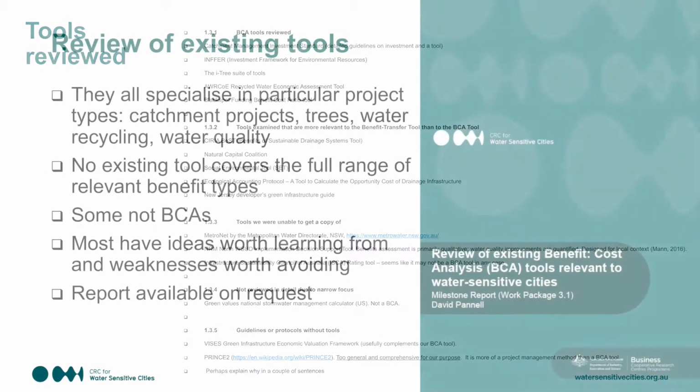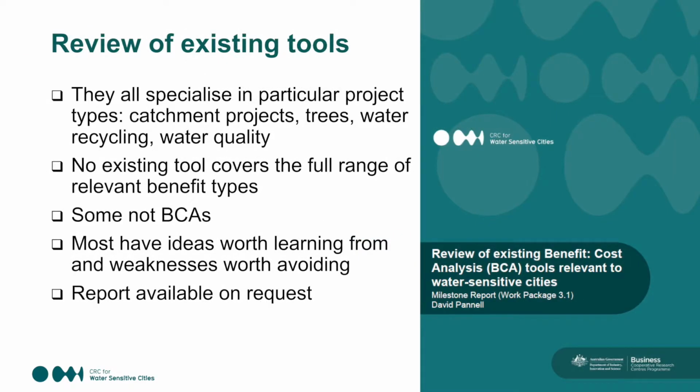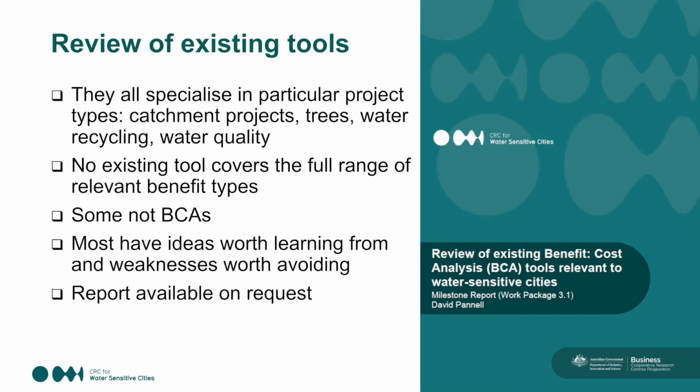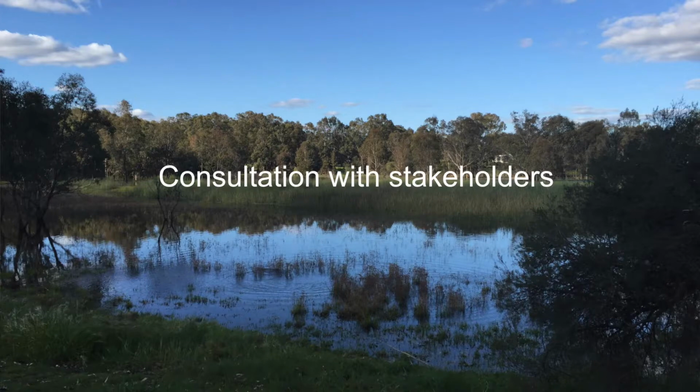The ones that are BCA tools tend to specialise in a particular aspect, like catchment projects or trees or water recycling or water quality, and they're not holistic in the way that we want this tool to be. So we at least convinced ourselves that there's a gap in the market for something that's more holistic. In doing all that work to review them, we learned a lot. There's a lot of good ideas that we can take in, and a few flaws that we can try to avoid. If you're interested, there is an existing report that gives that information. That one's not online publicly, but you can contact us if you're interested. We'll circulate it.